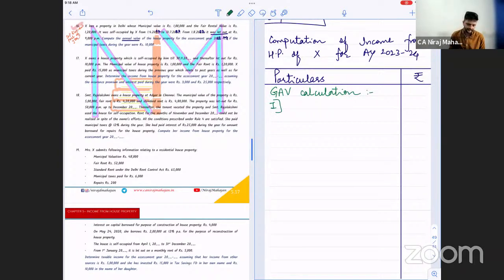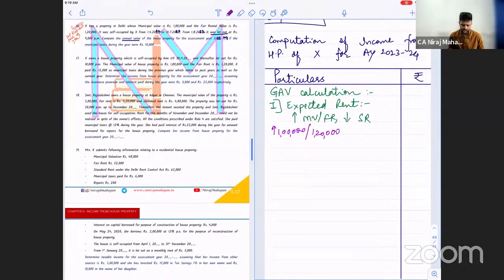First one is what? Expected rent. Obviously, we know it is higher of municipal valuation or fair rent subject to standard rent. Clear? So higher of what, bachu? 1 lakh or 120. We don't have the figure, so I'm just writing subject to not available. So 120.